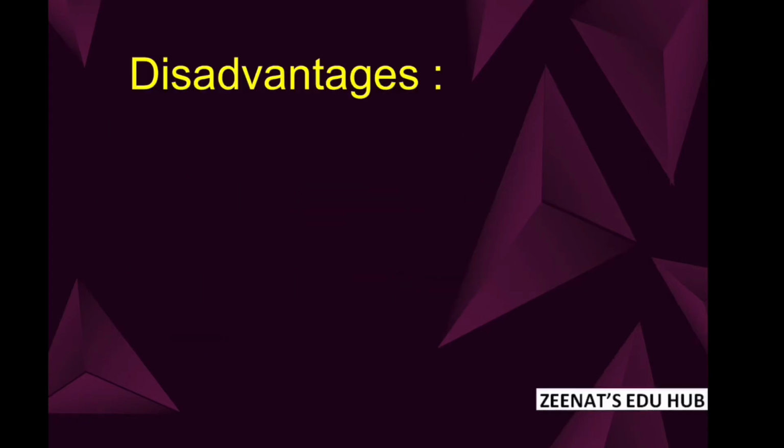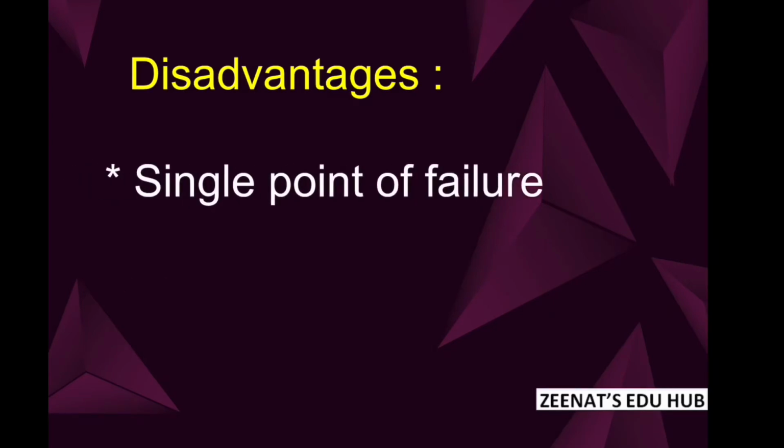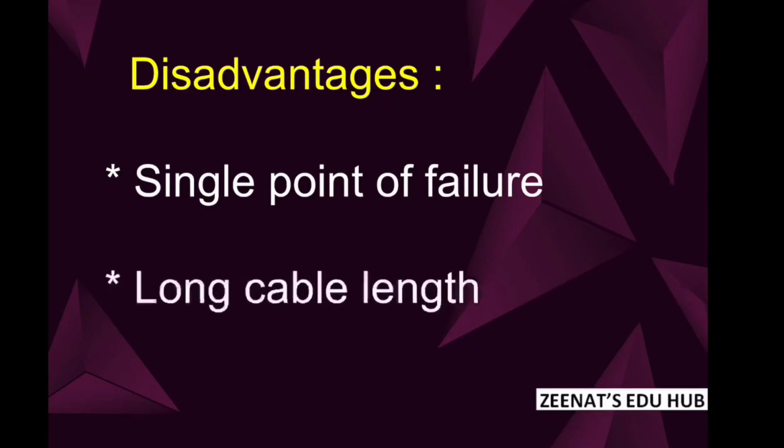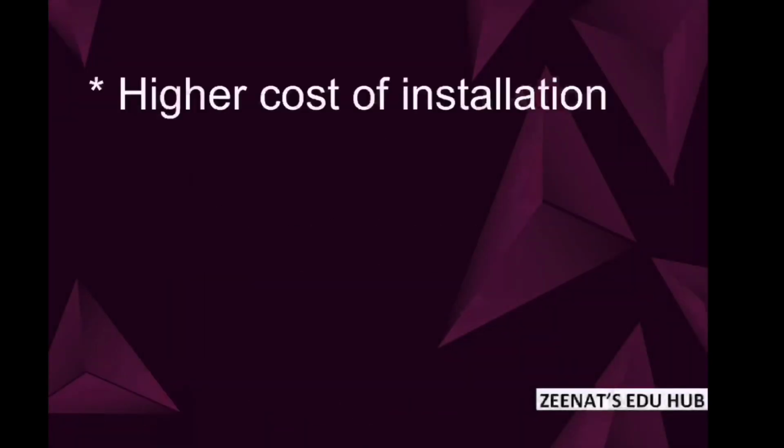Disadvantages of star topology are: the hub represents a single point of failure. If it fails, all the nodes attached to it are disabled. Long cable length is required as each node is directly connected to the central node. The cost of installation is high. Cables may not cost much, but cable ducts, maintenance and installation may increase its cost.